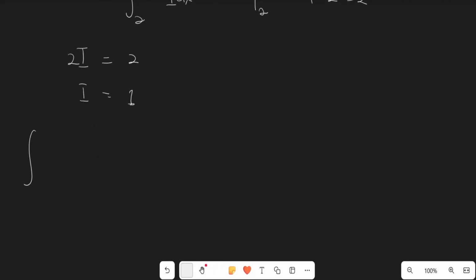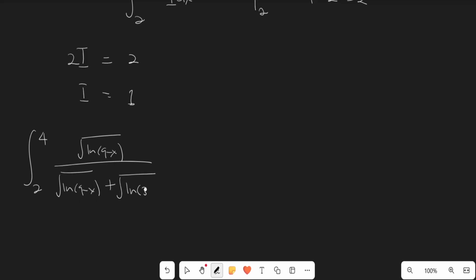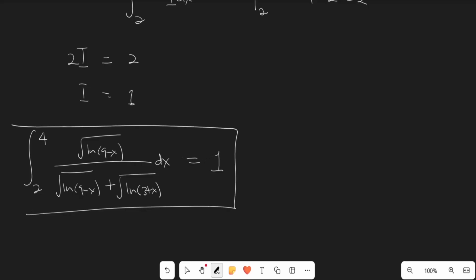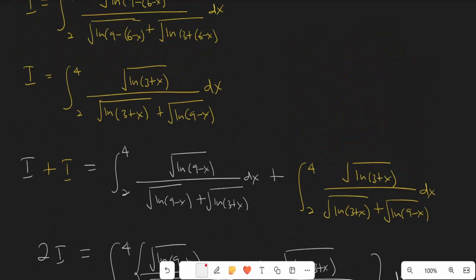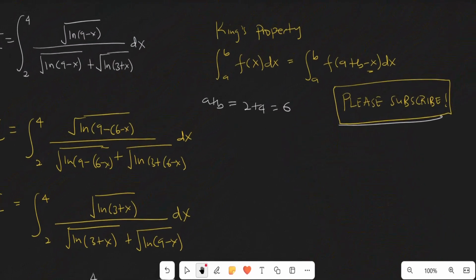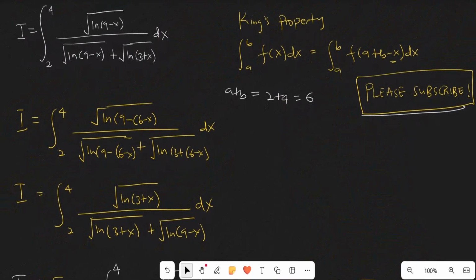So therefore, if we integrate the integral from 2 to 4 of the square root of ln of 9 minus x divided by the square root of the ln of 9 minus x plus the square root of the ln of 3 plus x dx, this one evaluates nicely to 1. So this is the value of our beautiful integral. That is by courtesy of the King's property. If you utilize that, you'll be able to solve this integral quite nicely and effortlessly.